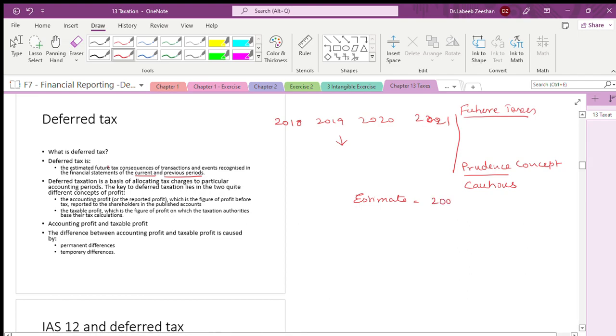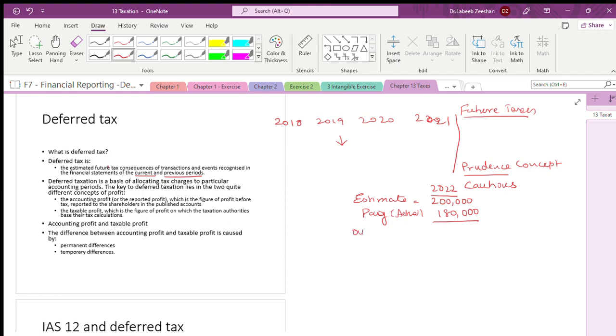You estimate tax as 200,000 in the current year 2022, but you actually pay only 180,000. Nobody will question you. If there is an over provision, nobody will question you.